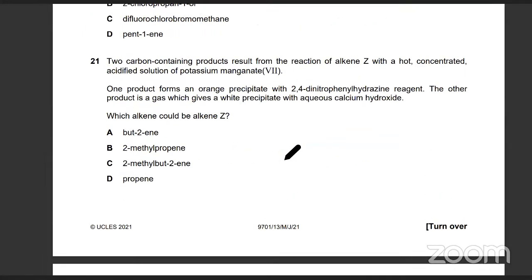Question 21. 2 carbon-containing products result from the reaction of alkene Z with hot concentrated potassium manganate(VII). One product forms an orange precipitate with 2,4-DNPH. The other one produces... So one of the products reacts with 2,4-DNPH, that's an aldehyde or a ketone, right?